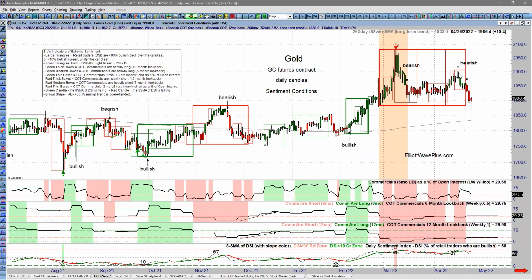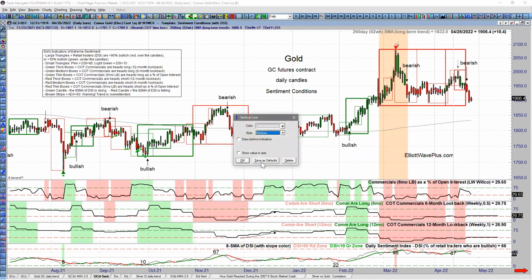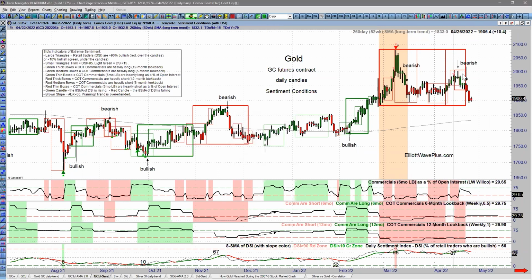And retail traders were still 87% convinced on this candle right here that gold, 87% were bullish. Well, you can see what's happened since then. And it's closed today at a 66. There's a lot more room to the downside than there is to the upside here.